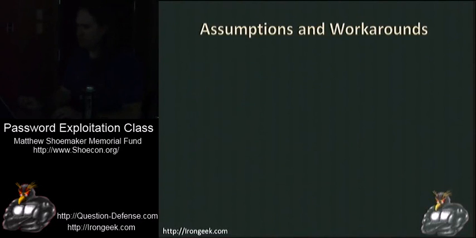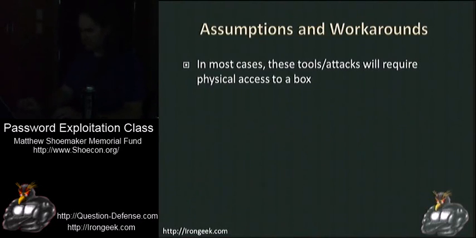Alright, assumptions and workarounds. In most cases, these tools and attacks will require physical access to a box. That sounds, well, how does an attacker really go get that? Well, first of all, if someone does a physical pen test, they're going to get physical access. Not to mention, there's usually machines left out in someone's lobby or someplace they shouldn't be, or decommissioned machines that people didn't properly nuke and rebuild, or didn't properly wipe, that might have this kind of information on it.